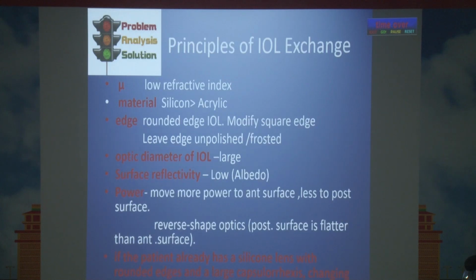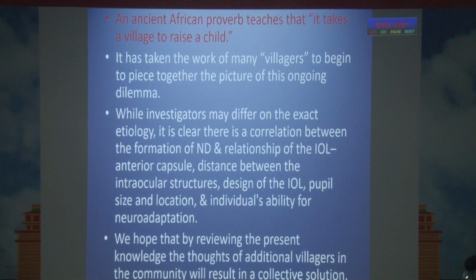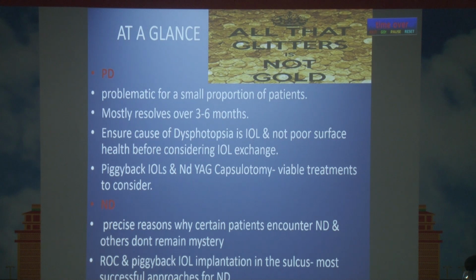And what newer IOL you have to put now is replace it with an IOL which has low refractive index, not acrylic, rounded edges, optic diameter of the lens has to be large, surface reflectivity low, and move more power to the anterior surface and less to the posterior surface. But imagine if you have already implanted this lens and the patient has developed negative dysphotopsia, then what to do? The precise reason why only certain patients and not 100% of the patients develop negative dysphotopsia still remains a mystery. Reverse optic capture and piggyback IOL implantation in the sulcus are the most successful approaches for negative dysphotopsia.